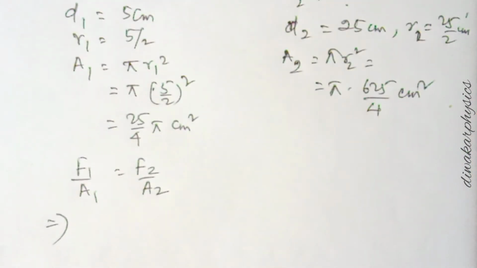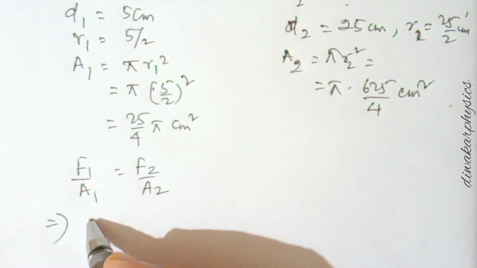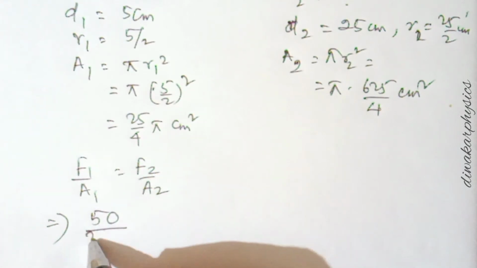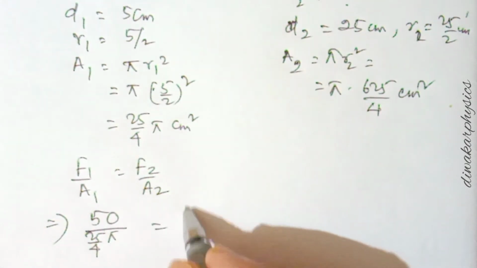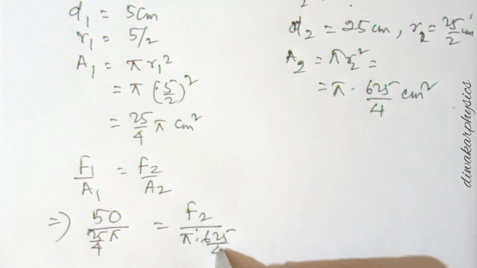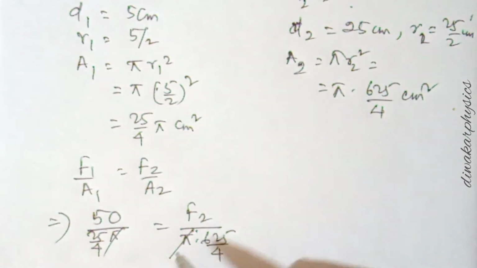This formula you apply. So F1 from the question is 50. A1 is 25 pi by 4. F2 you don't know. A2 is pi into 625 by 4. So from here you can cancel pi, you can cancel 4, you can also cancel this 25.